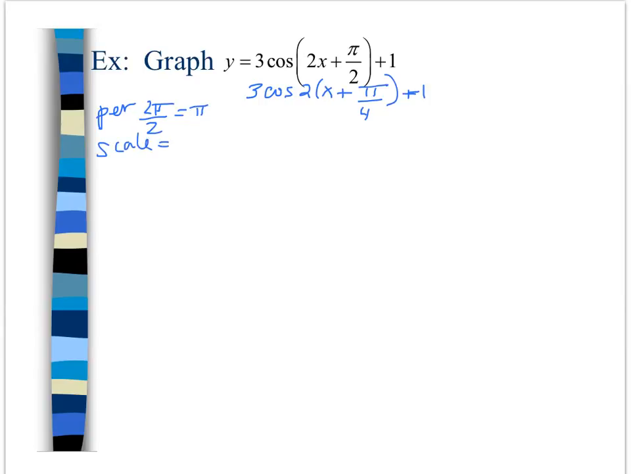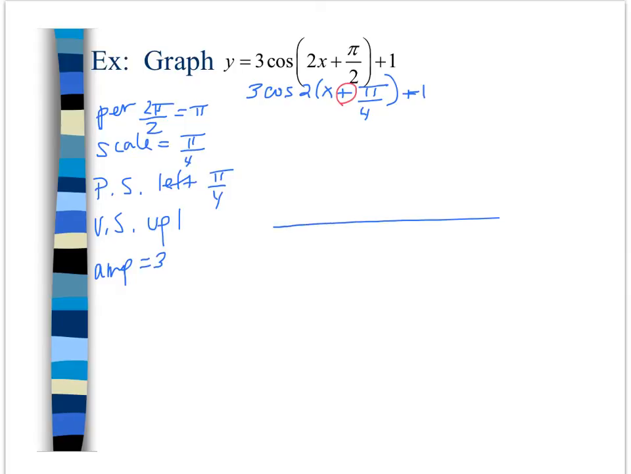Therefore, to get my scale, I take pi and divide it by 4. I get a scale of pi fourths. My phase shift is going to be left pi fourths, and it's left because I see a plus sign here. My vertical shift is going to be up 1, and my amplitude is going to equal 3.